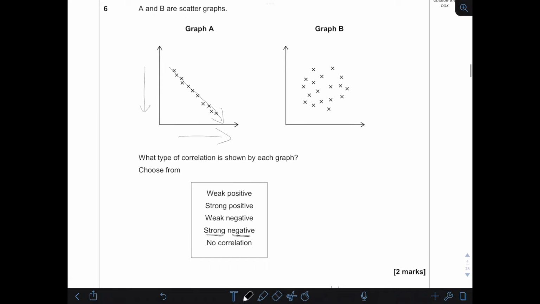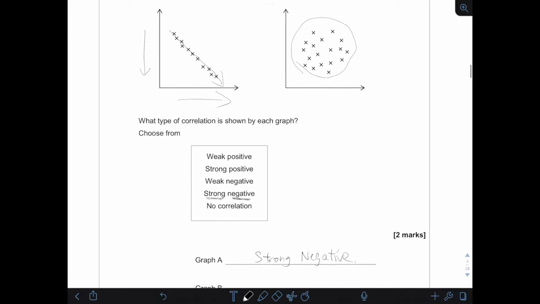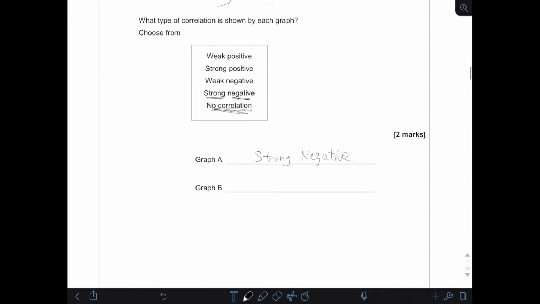Whereas for graph B, you can see just a big cluster, essentially an ellipsoid or a circular distribution, which in statistics we call no correlation at all, because it doesn't tell you whether or not y is going to increase or decrease as you increase x. So it's actually just no correlation. So this is relatively trivial.